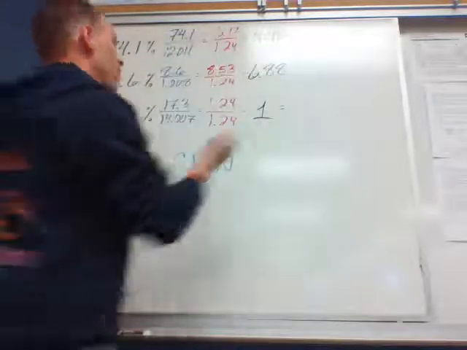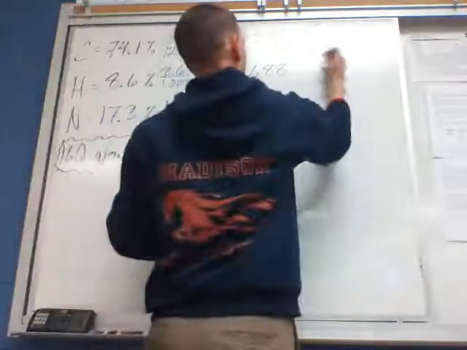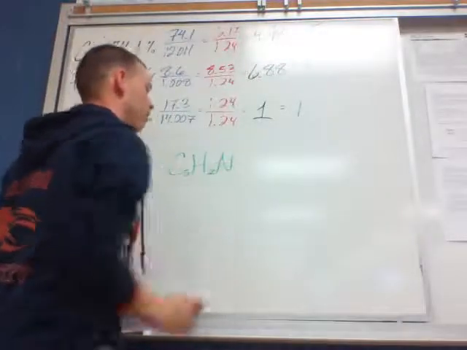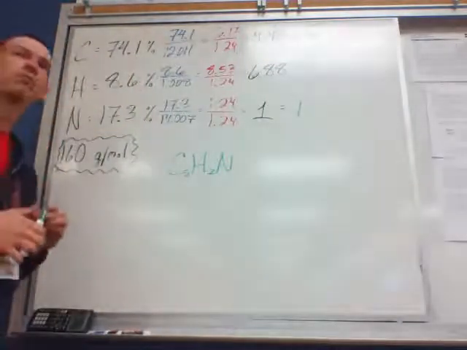What will this round to? 5. What will this round to? 7. And the 1 stays a 1, so watch. 5, 7, 1. We're done.